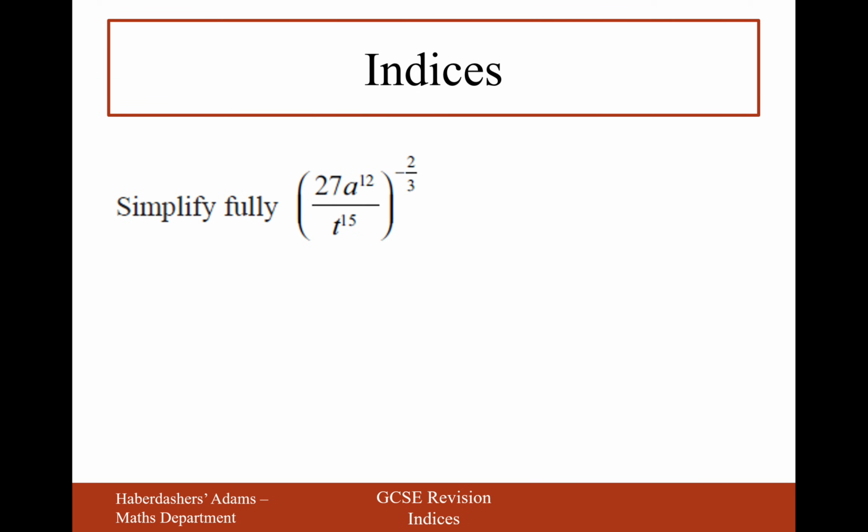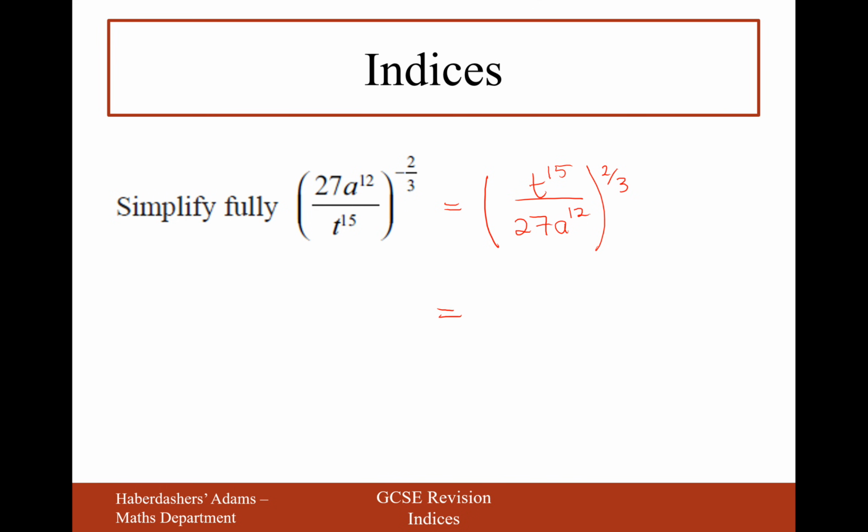Moving on to the next question, pause the video and have a go at this one. Okay, so again, difficult question this one. We're first going to deal with the negative part of this indice here. That will flip it upside down, so t to the power 15 over 27a to the 12.